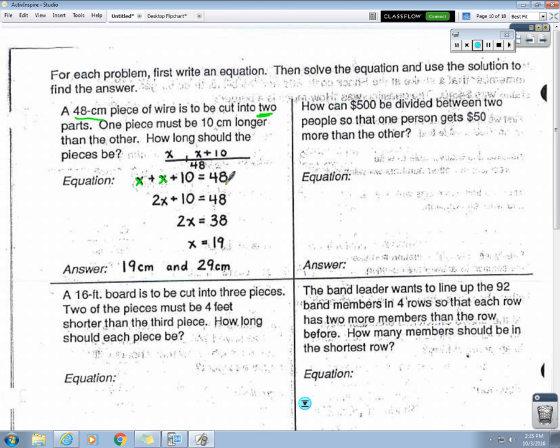From there, they just combined like terms. X and X became 2X. Then they subtracted the 10 on both sides, and that's how they got the 38. And then they divided by 2 on both sides, and that's how they got 19. 19, though, just represented the x by itself. So to get the other value, wouldn't you have to add 10 to that? And those are your 2 lengths of your wire. And do those 2 lengths really add up to the total 48 centimeters? Yes. Okay, so let's try this next one.